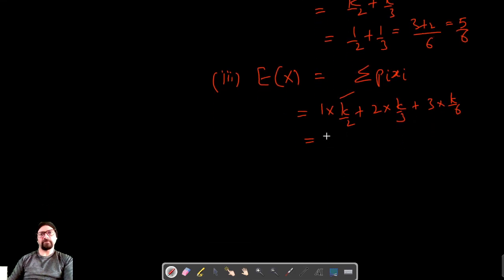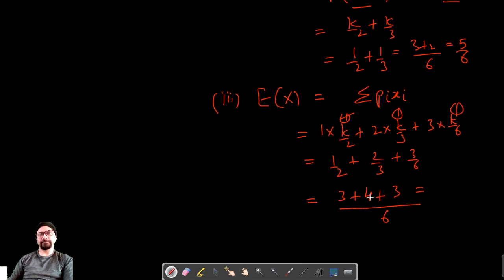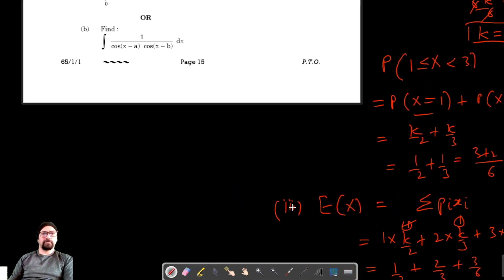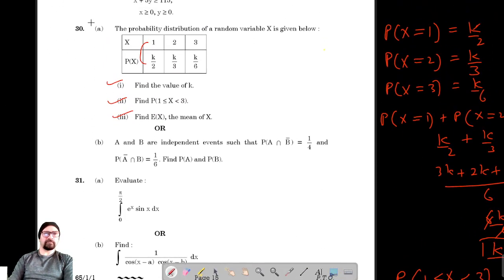Let's put in the value of k, which is 1. So this is half plus 2 by 3 plus 3 by 6. LCM is 6. So this is 3, 4 plus 3, which is 7, 7 plus 3 is 10. So this is 10 by 6, which is equal to 5 by 3. Okay, so we are done with the A part.